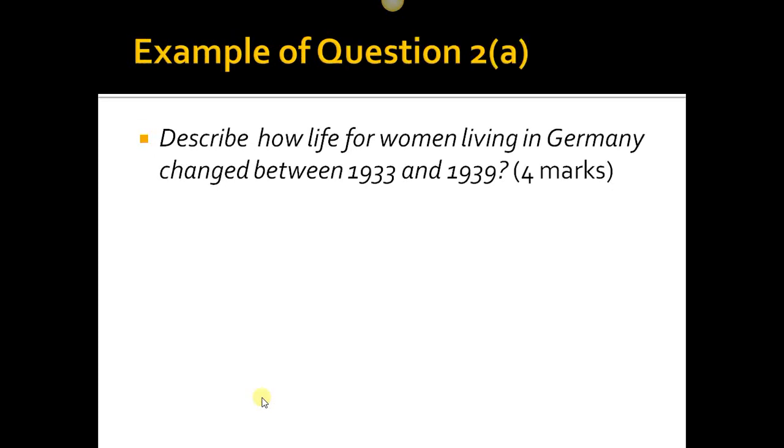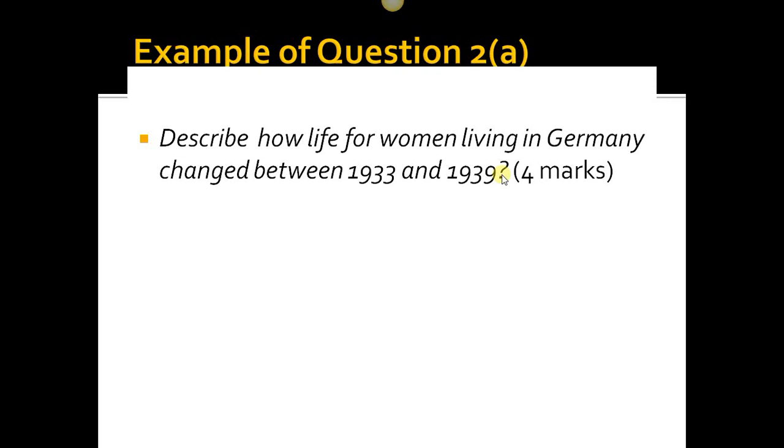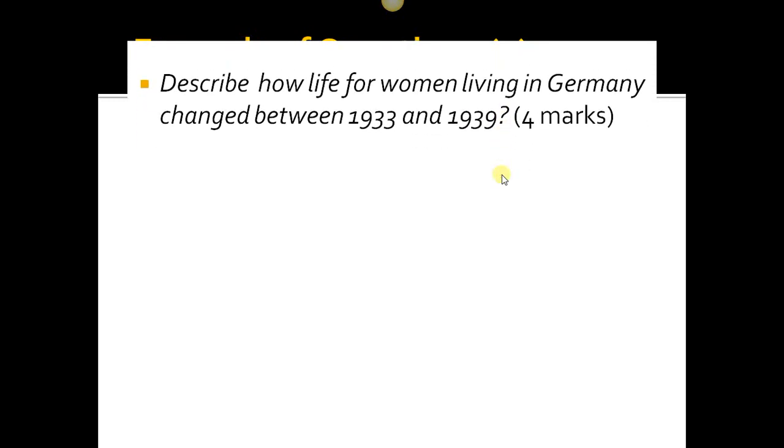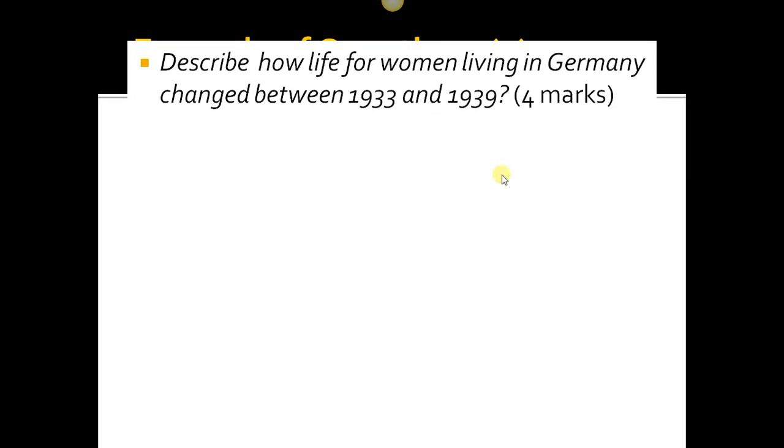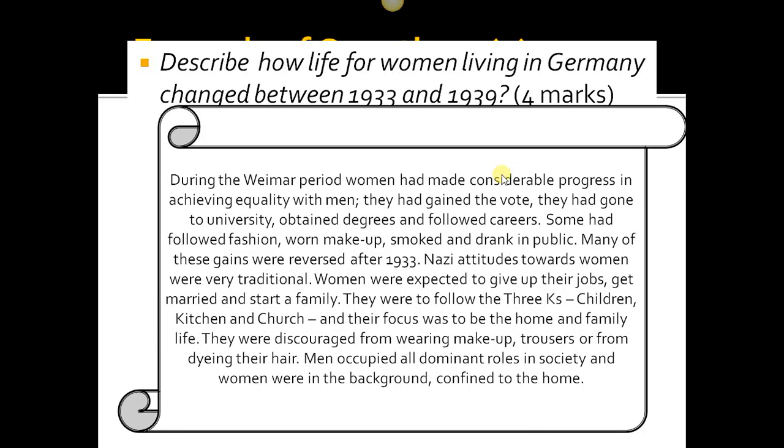So the example of question 2A, which I'm using, is: describe how life for women living in Germany changed between 1933 and 1939. Okay, so you have Hitler coming into power in 1933, and then in 1939 you have Germany going into war. If you know that on your timeline, well, great. Let's go for it. Let's move this up there, and then we can have a look at the answer that was given.